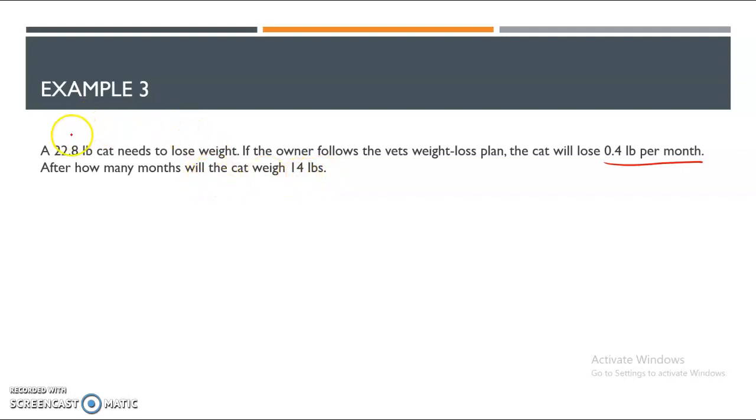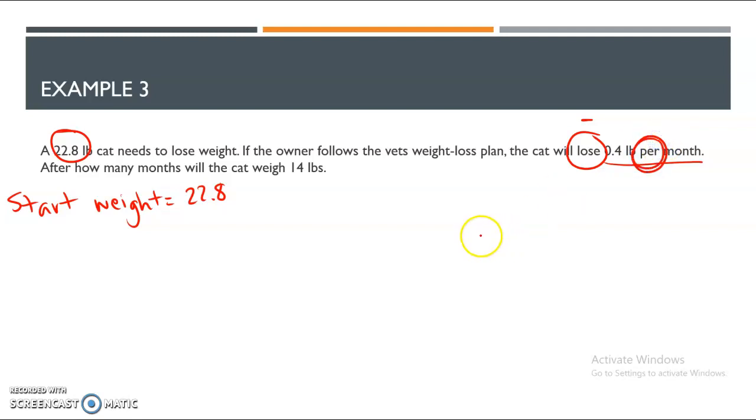So we have our start weight, right? Start weight, which is 22.8. We know that we want to lose, so that means negative. And when we see this per, that tells us that we're multiplying. So this is our coefficient, right? But we know that we are wanting to lose per month 0.4. And since it's lose, technically it's going to be a negative 0.4.